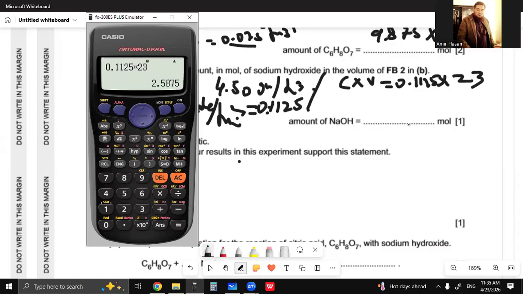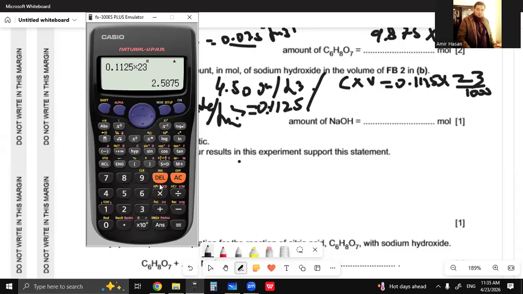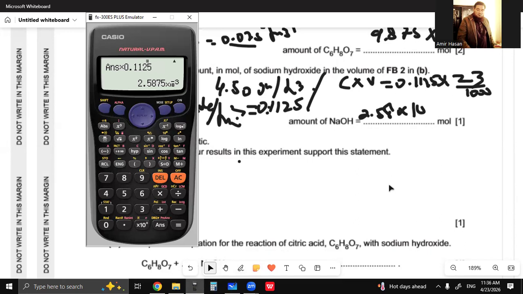Now also change 23 into cubic decimeters. 23 divided by 1000, because the volume is in cubic centimeters and you are changing it into cubic decimeters. This is necessary. 0.023 multiplied by 0.1125. Now what is coming? The moles are 2.58 into 10 power minus 3. These are the moles. Okay.